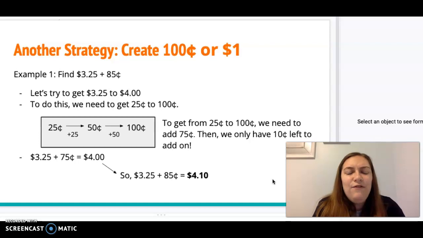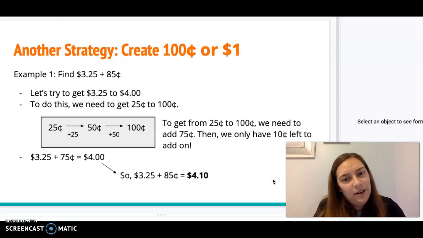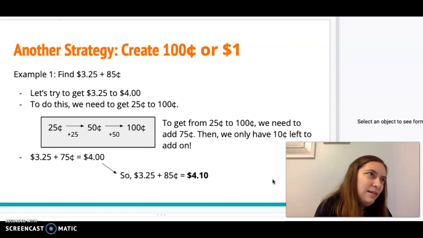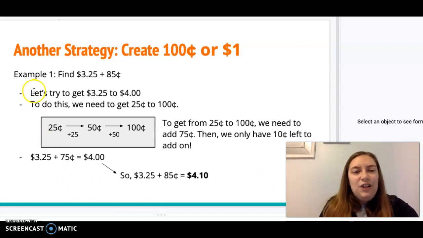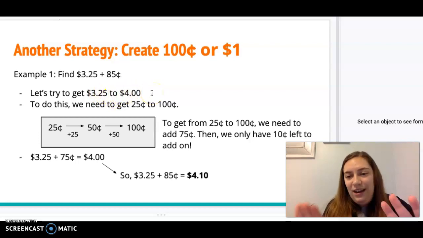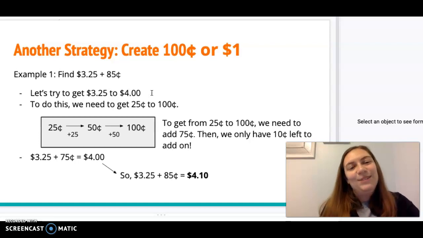So if $3.25 were to go to the next dollar, what would we go to? Would we go down to $3? No, we would go up to the $4. So let's try to get $3.25 to $4 even, so we have a nice even number to deal with. I like those even numbers.